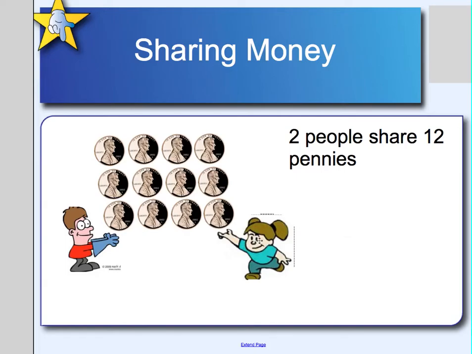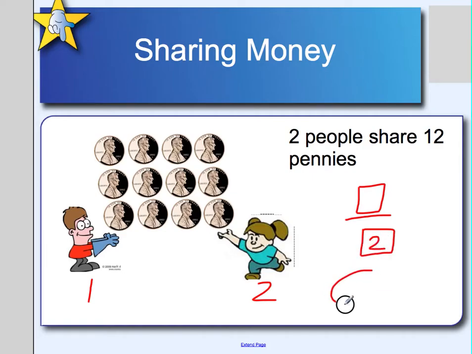An easy way to think about this is, if you remember from our fractions that we've talked about, the bottom number is always how many pieces there are total. The top number tells us how many pieces are shaded in, or how many pieces we're selecting. So in this case, you can see I have one person and then a second person. So that means that the bottom number would be 2.